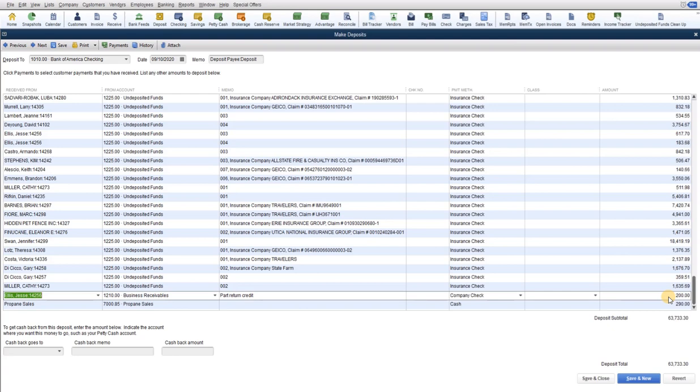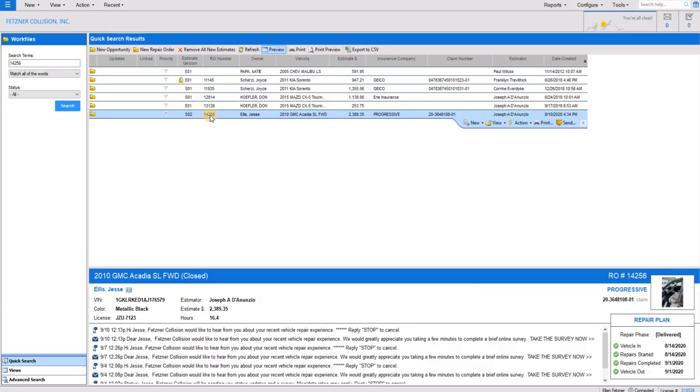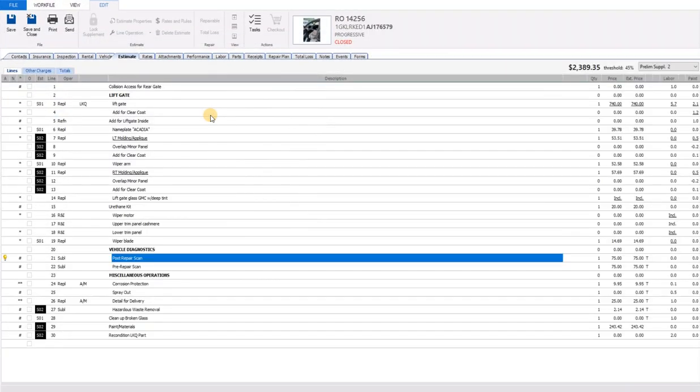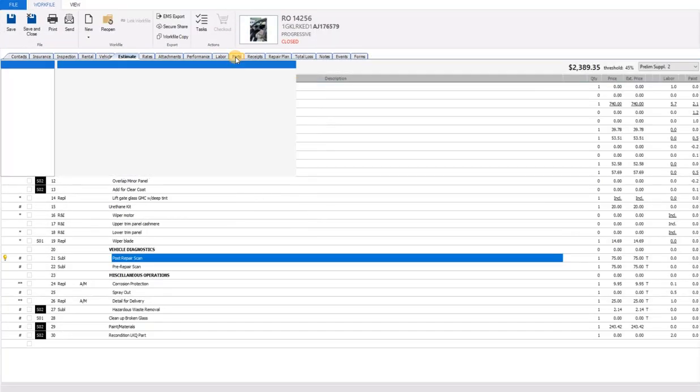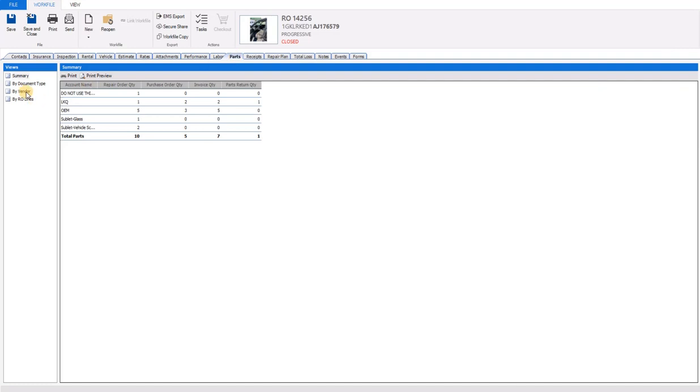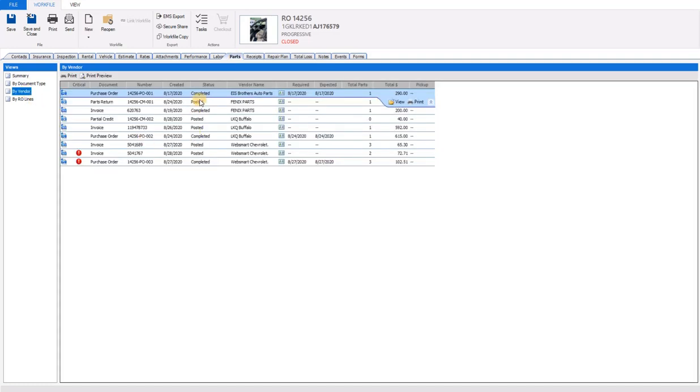Now, in this case, I'm saying this doesn't look right to begin with, but let's verify that in CCC. To verify it in CCC, we open up the repair order, and we go to the Parts tab, and then we look at By Vendor, and we look down through here, and we see that, well, wow, there is an invoice for $200, and there's also a part return for $200, and they were from Phoenix Parts.